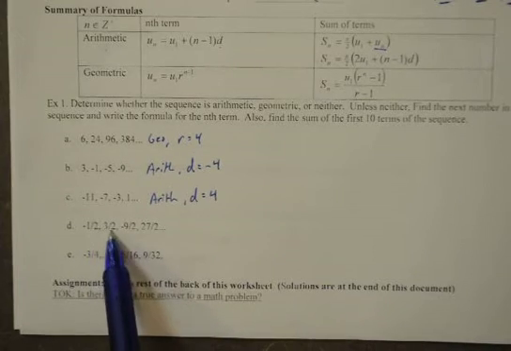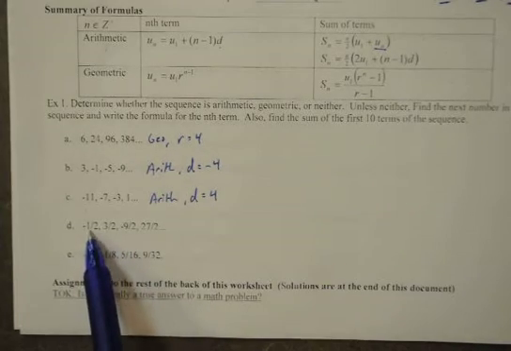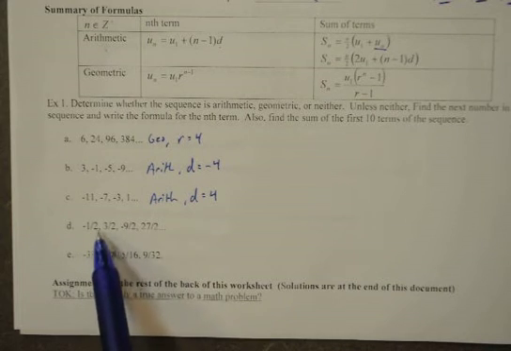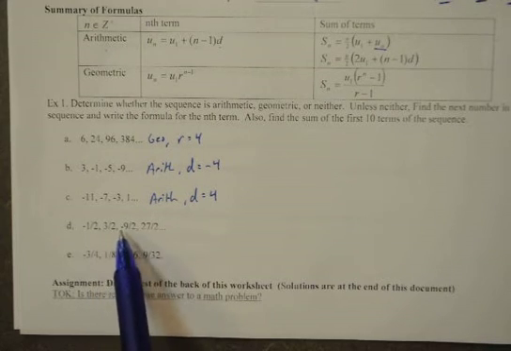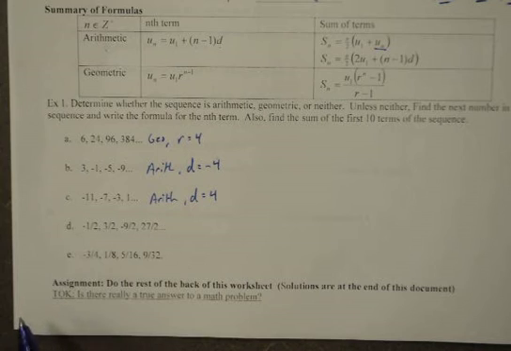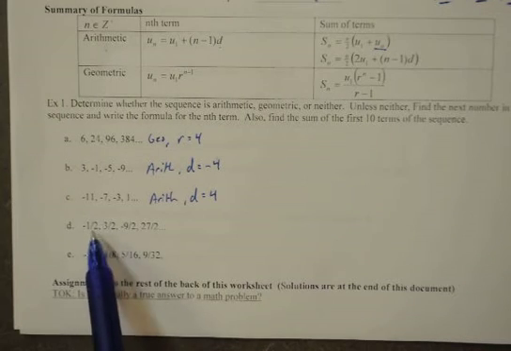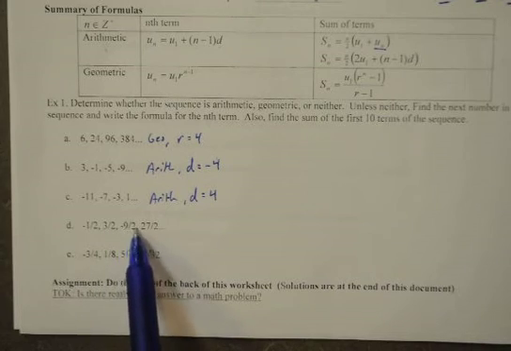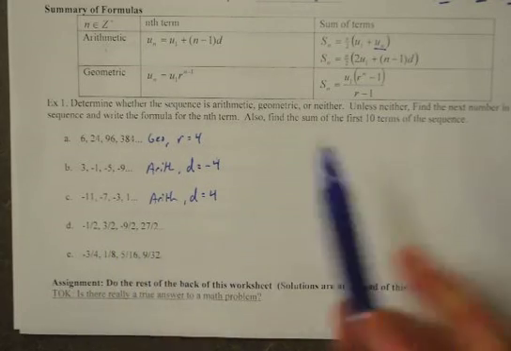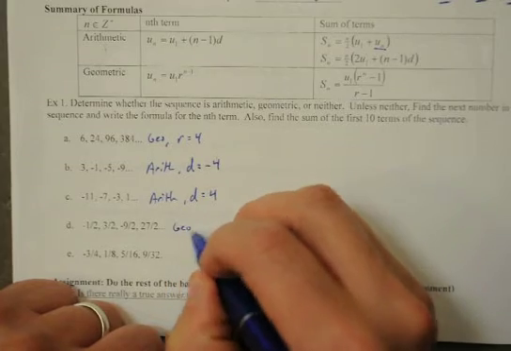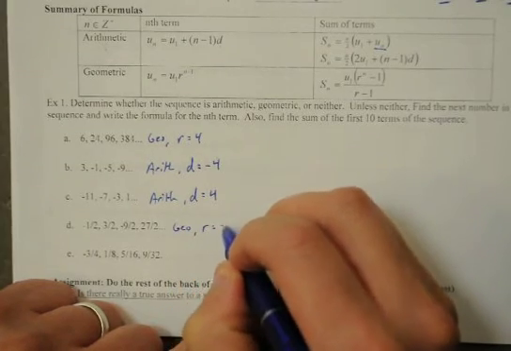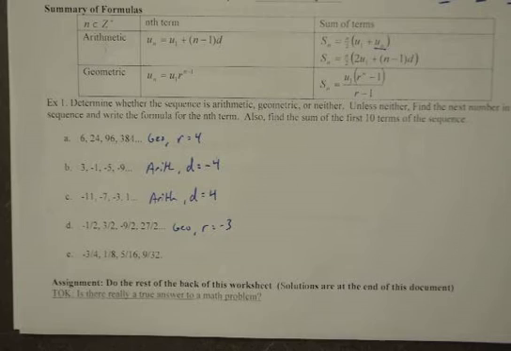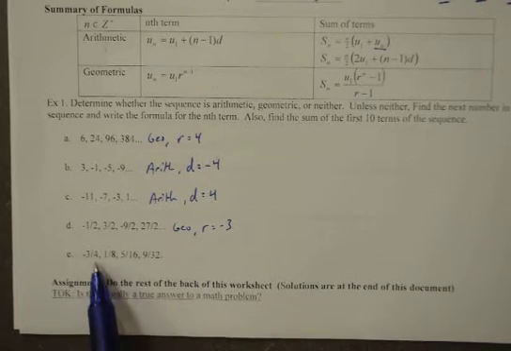How do we get from here to here? Now, this is alternating, because this is negative, positive, negative, positive. And it looks like if I multiply this by negative 3, I get to this. If I multiply this by negative 3, I get to this. If I multiply this by negative 3. So this is geometric. r equals negative 3. And then there's this one.